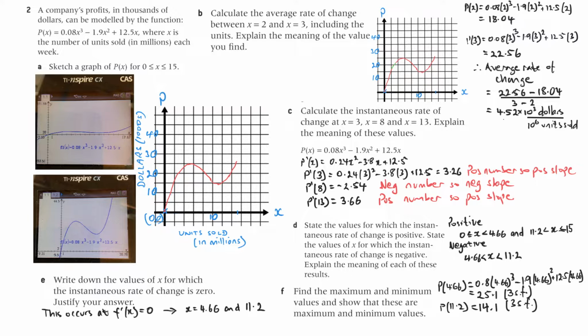Okay, the other important thing to do is have a look at the restricted domain and make sure that you stop it at 15, right? That's 15 right there. You need to stop the graph at 15. You start the graph at 0, so you need to stop there.